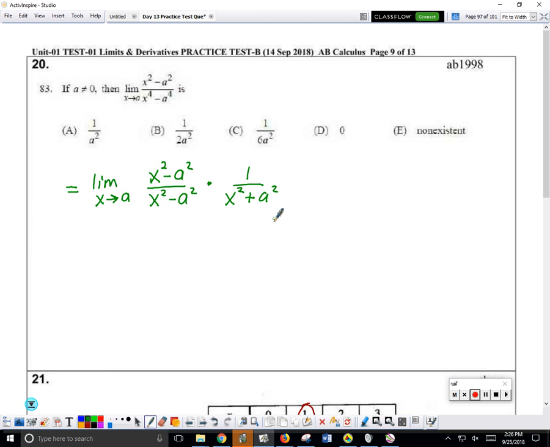If you plug in close to a, what happens to the numerator? What value do we get in the numerator if x is close to a? Close to 0. Anyone comfortable with that? Okay, what happens if you plug in close to a on the bottom? What do you get? Close to 0. Okay, here's the secret.